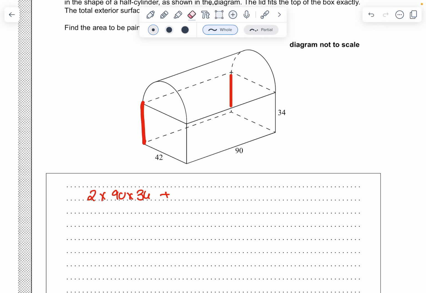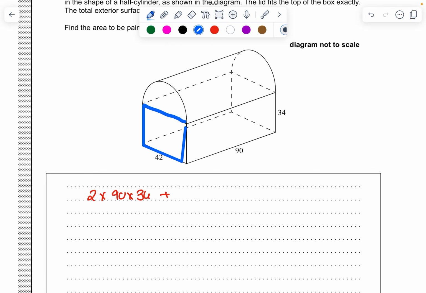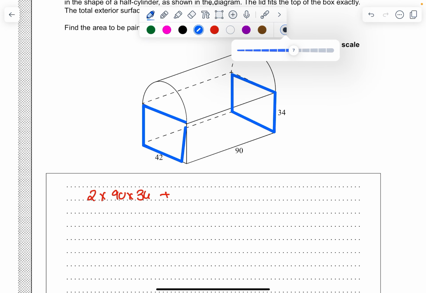Then once I erase all those, there are other rectangles. What are the other rectangles? This is one rectangle with 42 and 34, and over here again it is 42 and 34. So there are two such rectangles with the dimensions 42 and 34.